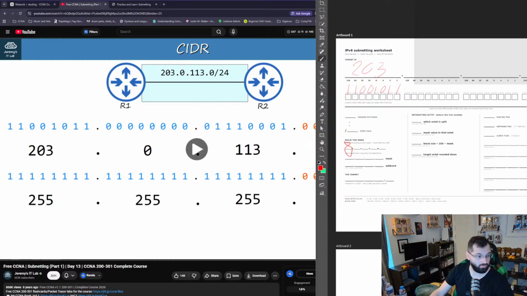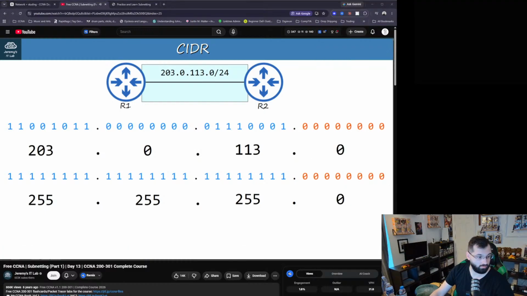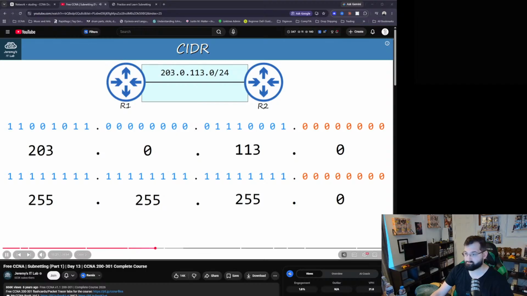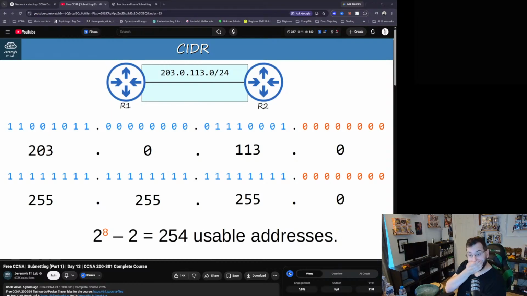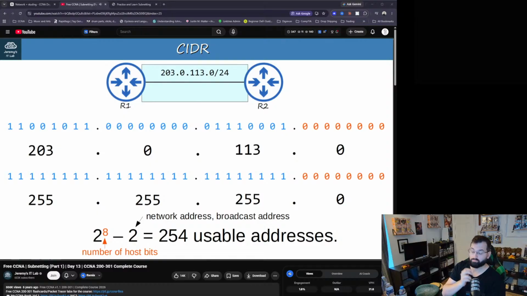All right. Blue, and the host portion is red. Well, how many host bits are there? 8, because it's one octet. So how many potential hosts, or how many usable addresses are there? Well, the formula is this: 2 to the power of 8 minus 2 equals 254 usable addresses. What is the 8? It's the number of host bits, which is 8 in this case. And why minus 2? Those are the network address and broadcast address. We can't assign them to a device, so we have to remove them from the number of usable addresses. So we have 254 usable addresses, but we only need 2, one for R1 and one for R2.